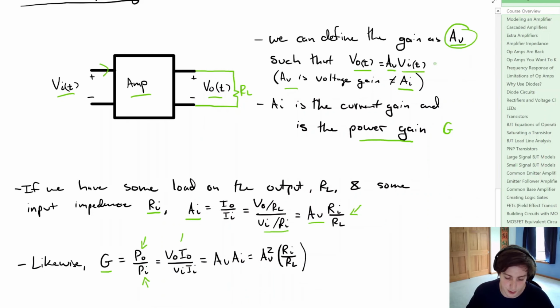Now we can also look at the power gain, G, which is equal to the output power divided by the input power. And we know our relation between power, the voltage, and the current, and that's actually equal to the voltage gain times the current gain, which is also equal to the voltage gain squared. And then again, we have this ratio of the input resistance and the load resistance.